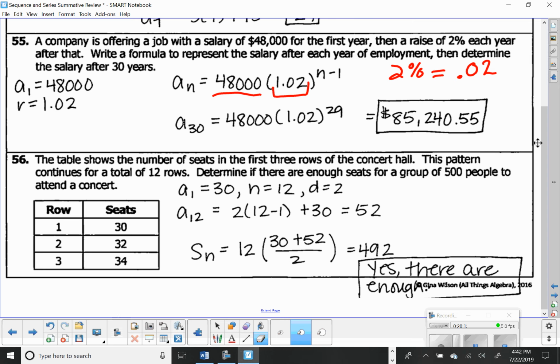56, the table shows the number of seats in the first 3 rows of the concert hall. This pattern continues for a total of 12 rows. Determine if there are enough seats for a group of 500 people to attend the concert. Now, of course, you could sit here and you could work this out. Okay, how many are in row 4, 5, 6, etc. But that would be ridiculous. That would take a long time.